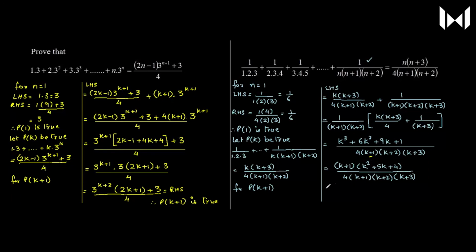Now we factorize the second part, k plus 1 gets cancelled. K square plus 5k plus 4 will factor as k plus 1 into k plus 4 over 4 into k plus 2 into k plus 3, which is the right hand side, and therefore Pk plus 1 is true.